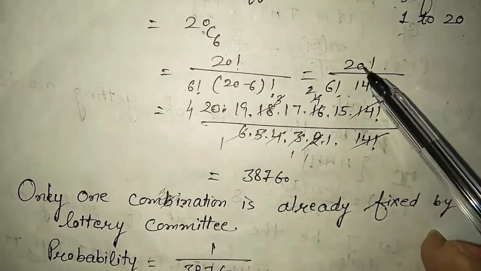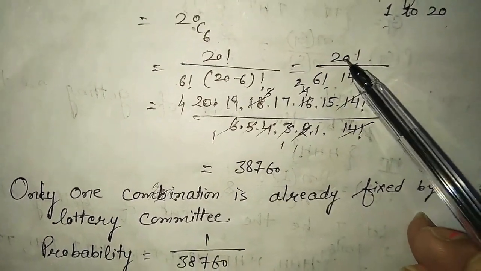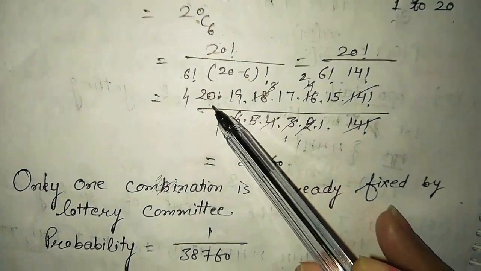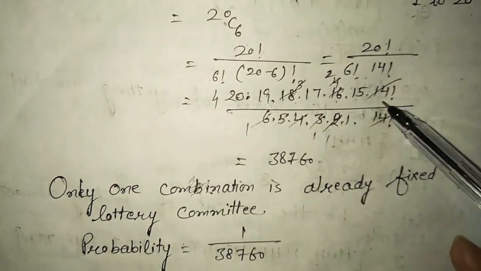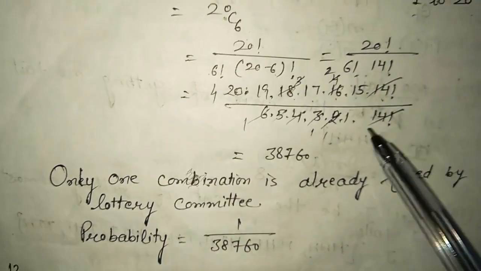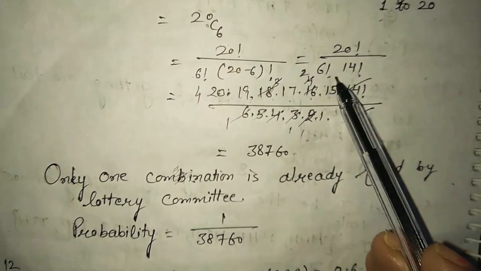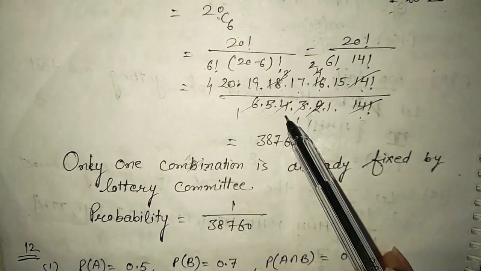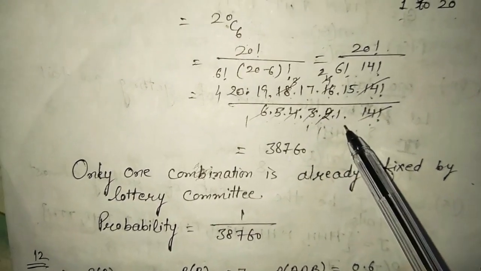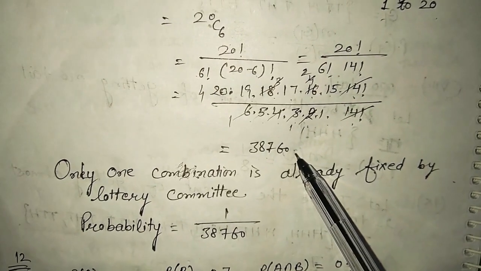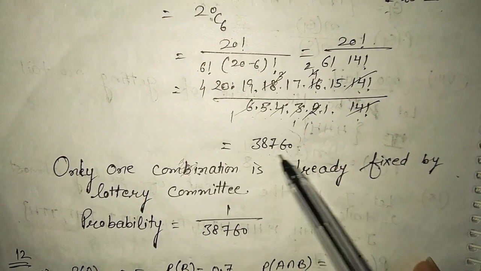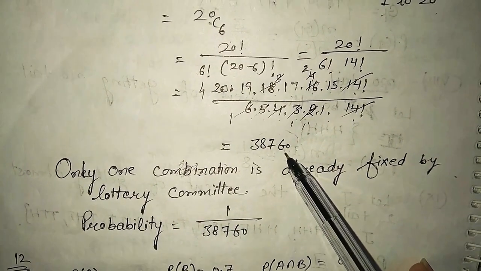Since 20 is more than 14, we will take 20 factorial up to 14 factorial: 20 into 19 into 18 into 17 into 16 into 15 into 14 factorial. The denominator is 14 factorial as it is, and 6 factorial is 6 into 5 into 4 into 3 into 2 into 1. After cancelling, we will get 38760. And this is the total number of ways, meaning the number of elements in the sample space.